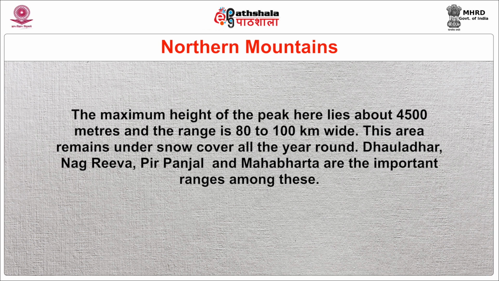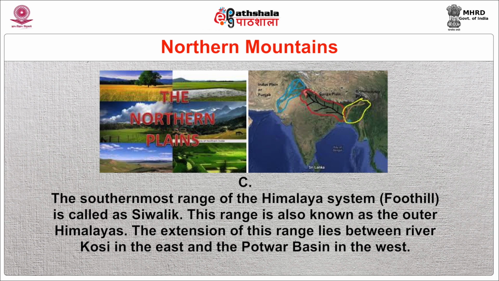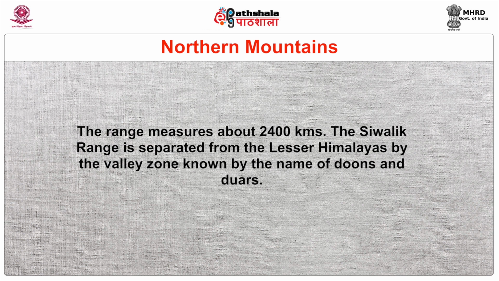Dhauladhar, Nag Tibba, Pir Panjal and Mahabharata are the important ranges of this area. Then the third is the southernmost range of the Himalayan system, in the foothills, called the Shivaliks. This range is also known as the Outer Himalayas. The extension of this range lies between the river Kosi in the east and the Potwar Basin in the west. The range measures about 2400 kilometers.